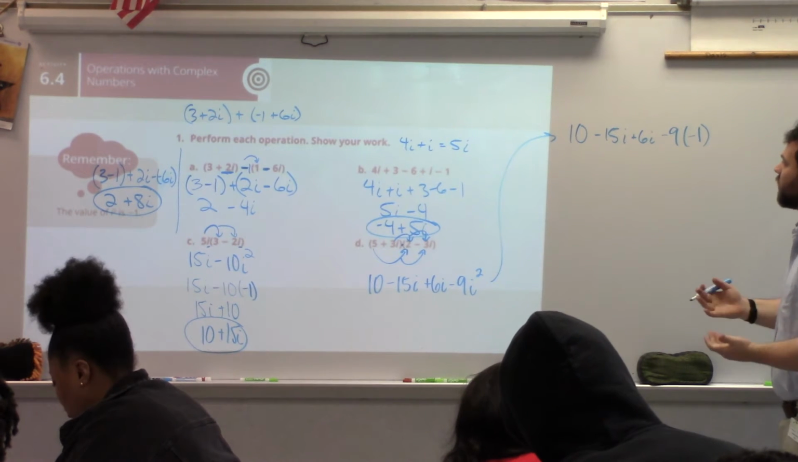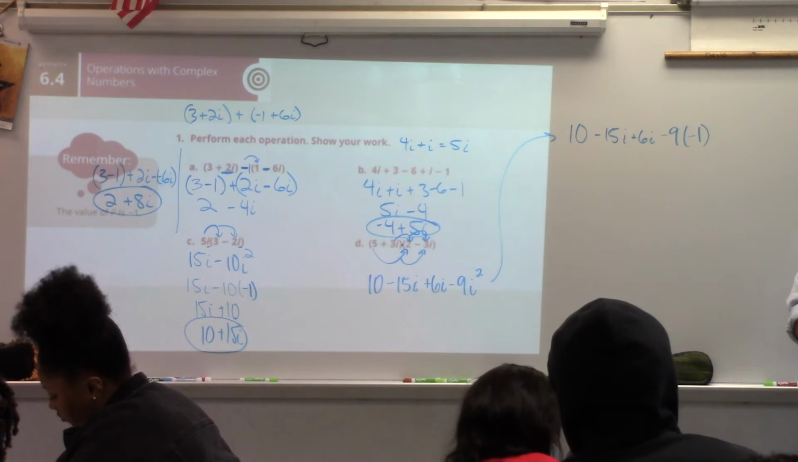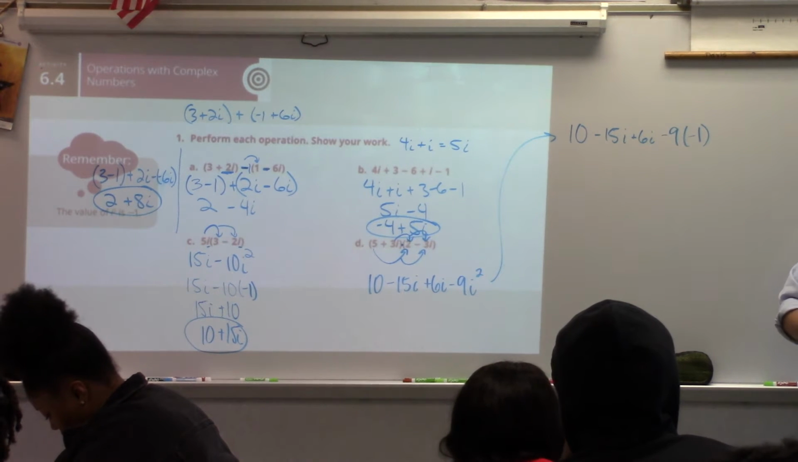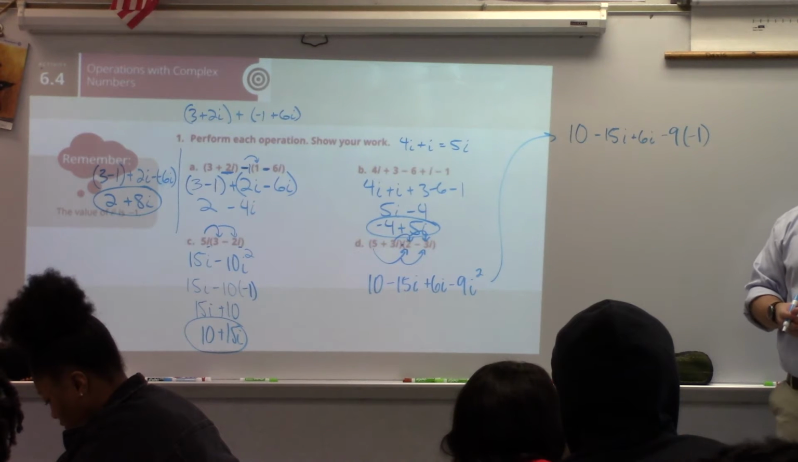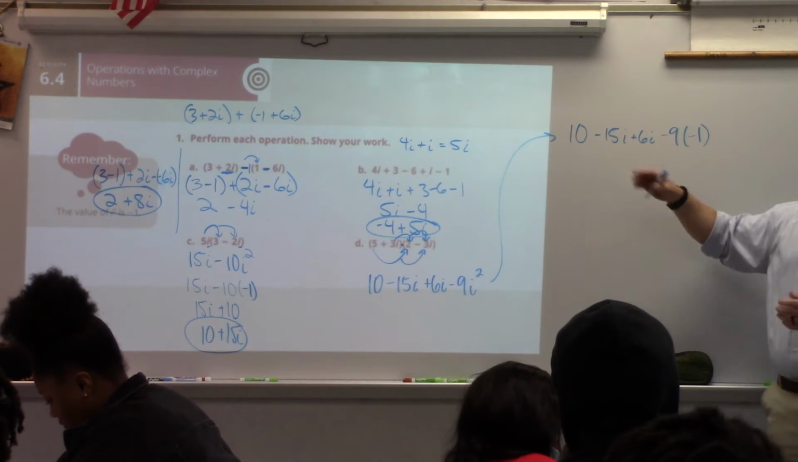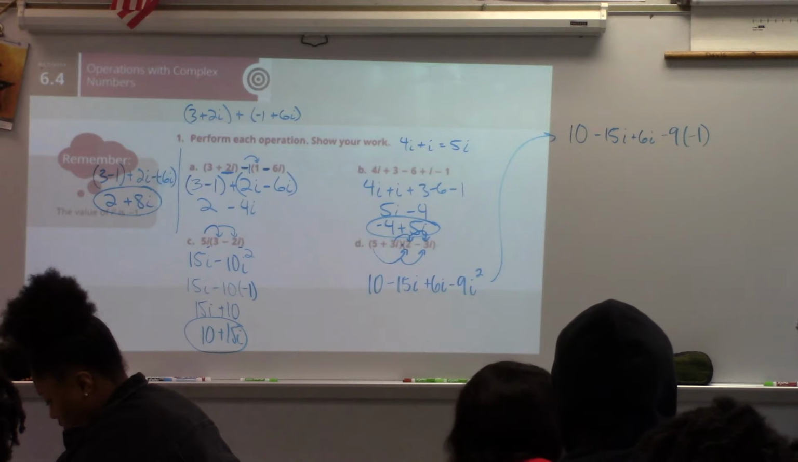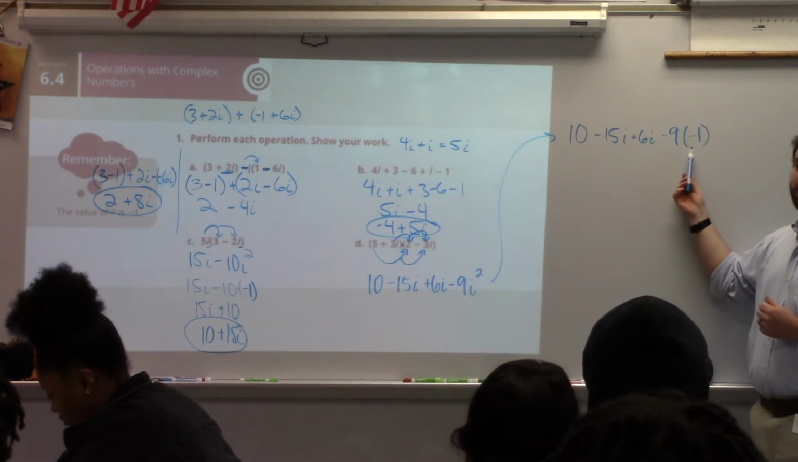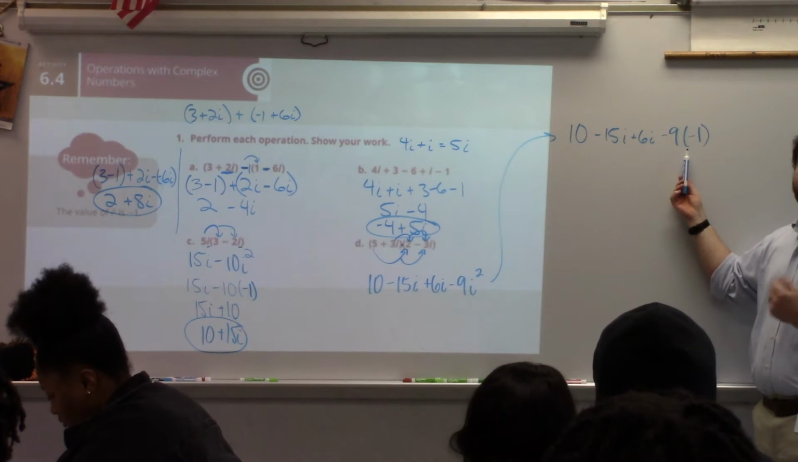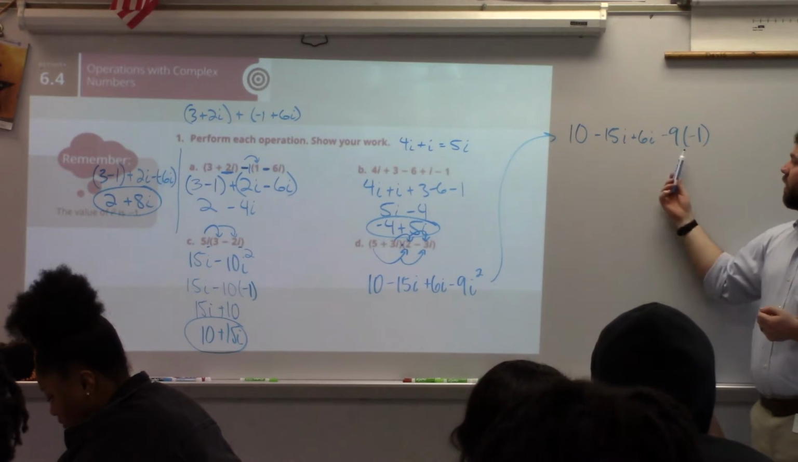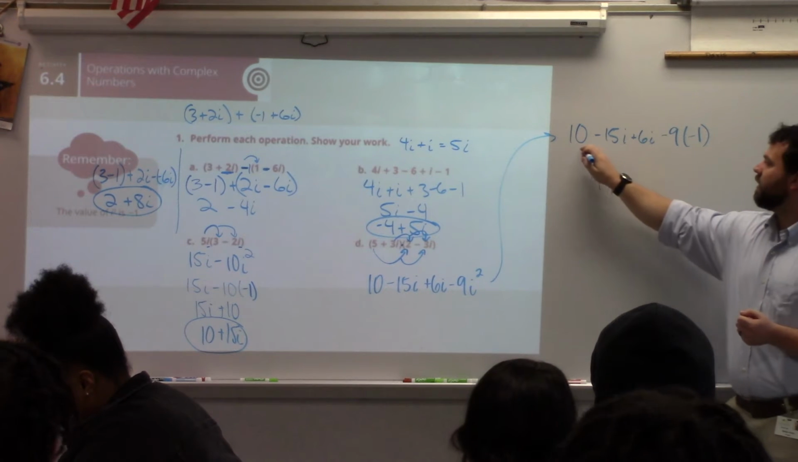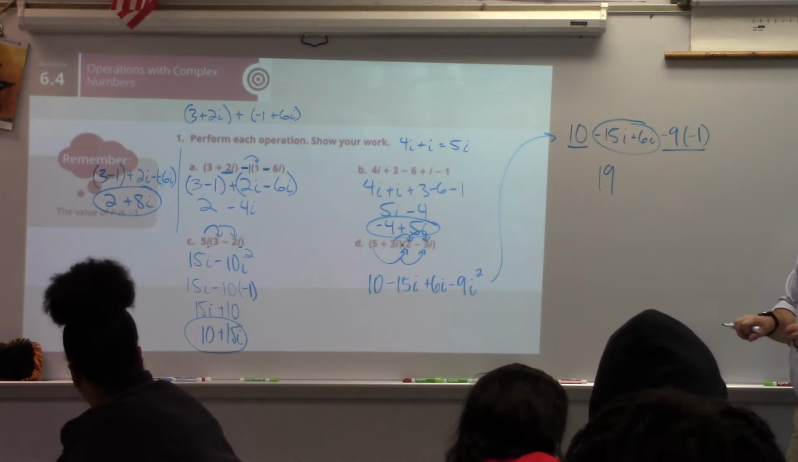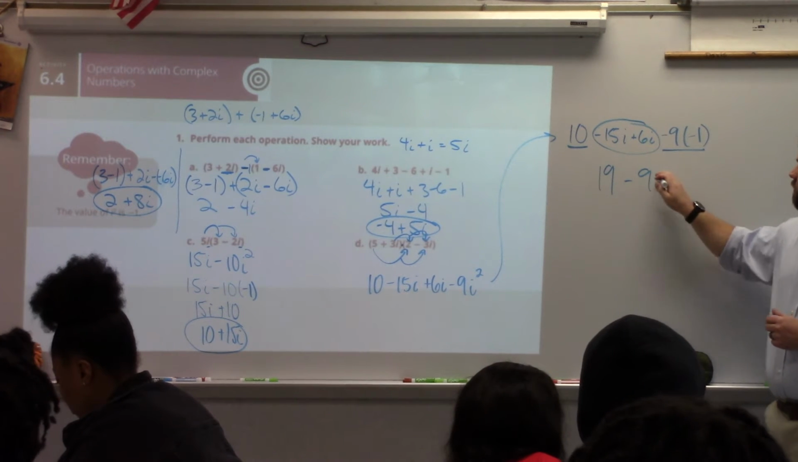So what is my final answer? That's not my final answer. What's the final answer from here? Where did you get 19 from? When you subtract that negative 9, you end up adding, right? So it's a positive 9. So 10 plus 9 is 19. And then what's negative 15i plus 6i? Negative 9i.